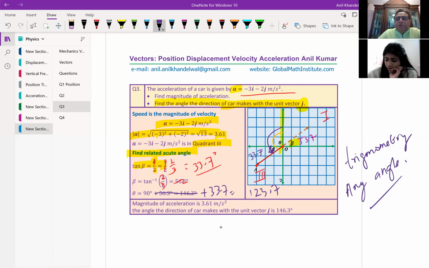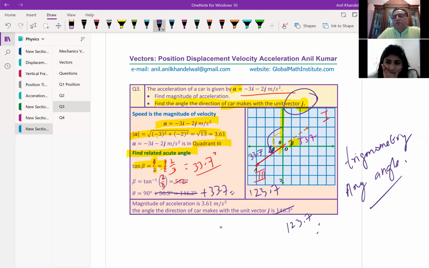Correct. So you see, realize that it is better to find the related acute angle and then look into the requirement. In this case, we have to find the angle from the y-axis. It should be 90 plus the related acute angle, and that gives you the answer. Is that clear to you? Perfect. That is how we'll do.